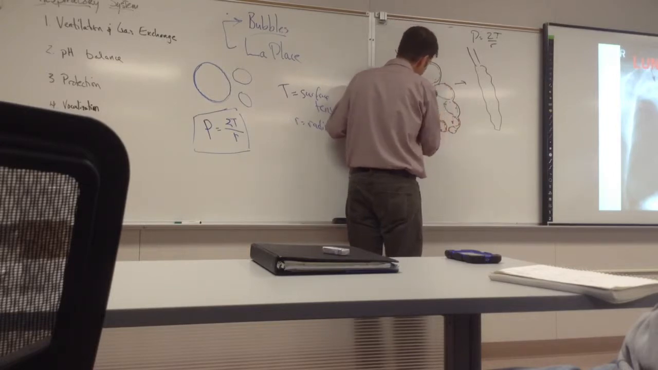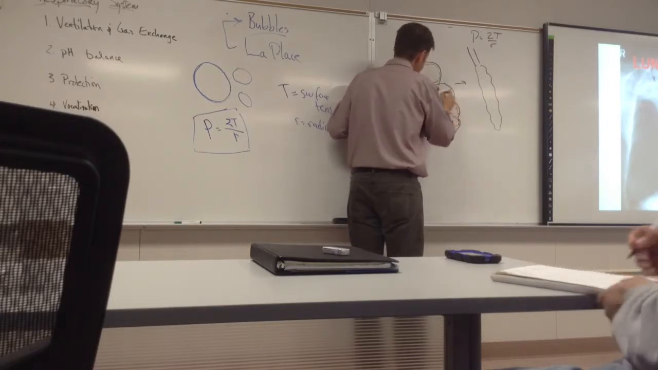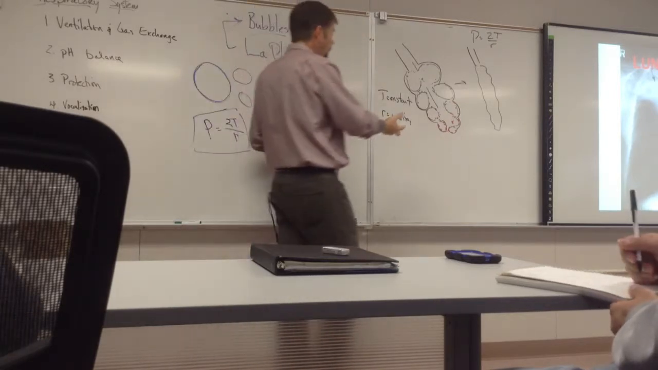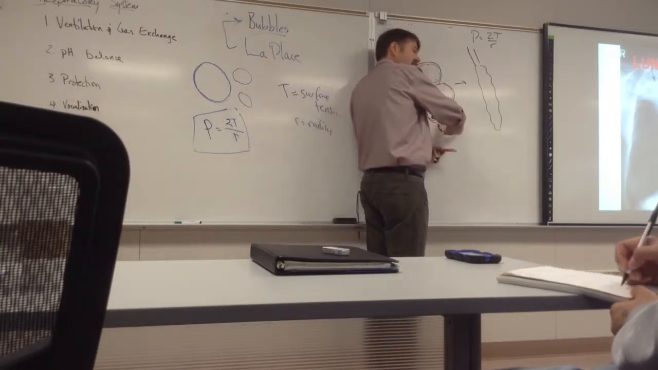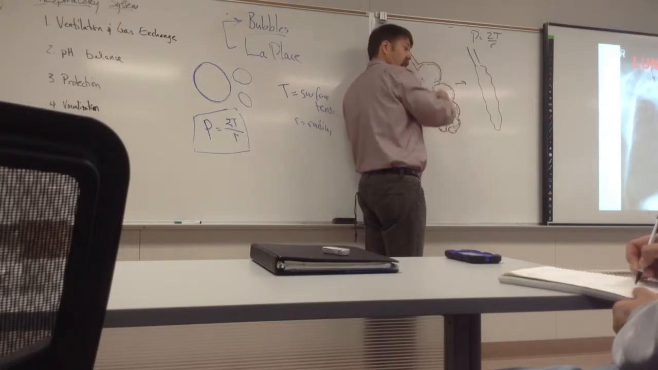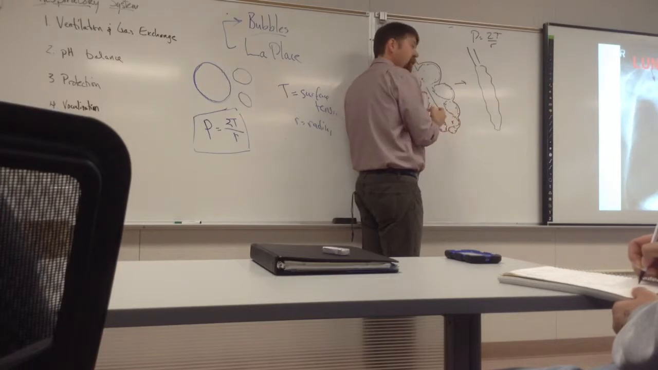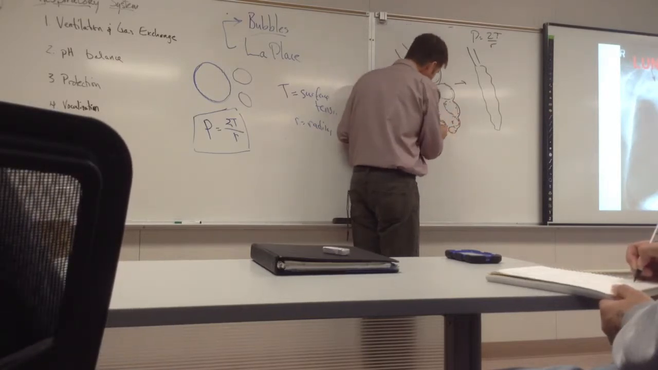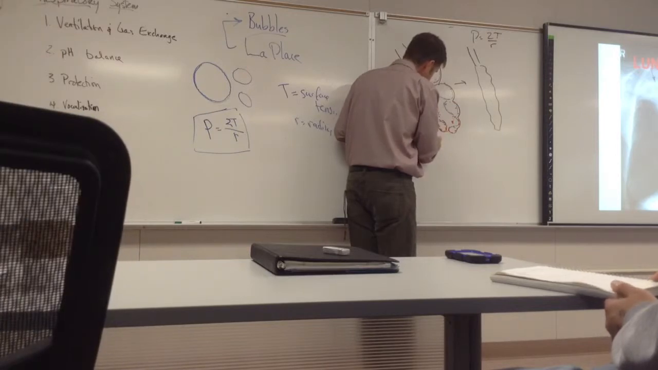And where do we have more of them? Have more of them in small alveoli. Right? So in the small alveoli, I have a lot of type 2 alveolar cells. In the large alveoli, I don't have any or very few. What do they produce? They produce surfactant. So all of these cells right here are going to make surfactant.